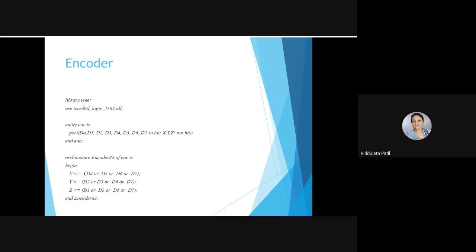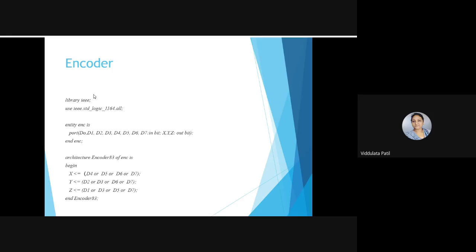After that, we have 8 input ports, D0 to D7, which are of type std_logic, or bit. Actually, it should be std_logic, because in Xilinx it will take std_logic by default. After that, the end of this entity, and then the architecture for this entity.